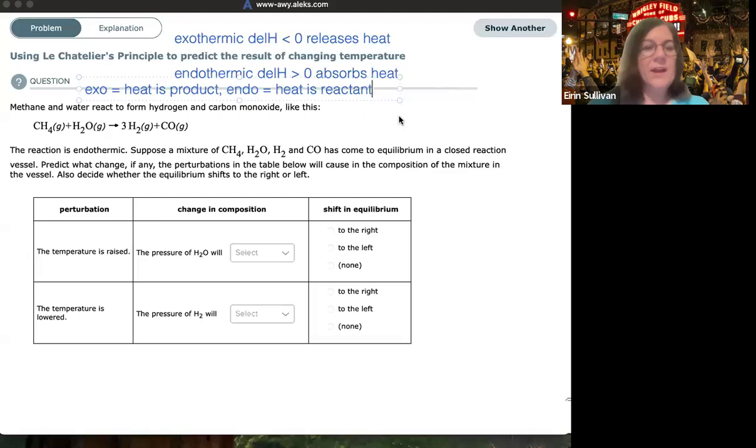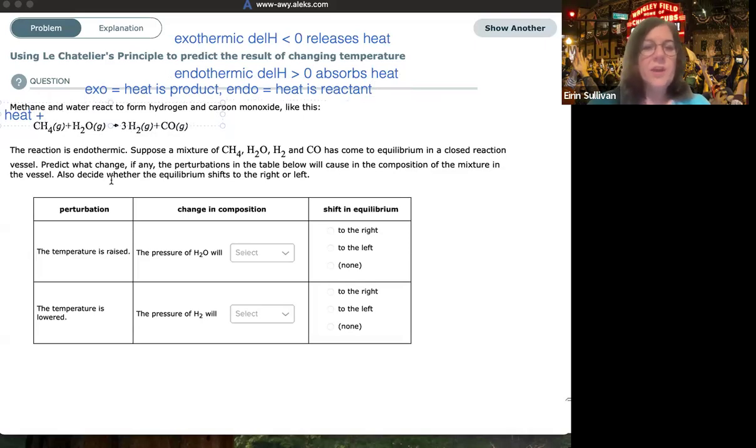So we've been told this reaction is endothermic. Equally, we could have been given delta H, and the delta H would have been a positive number, so we would know that we have an endothermic reaction. So that means the reaction absorbs heat. So I'm going to write heat on the reactant side of the equation. I can't really fit it in. There we go.